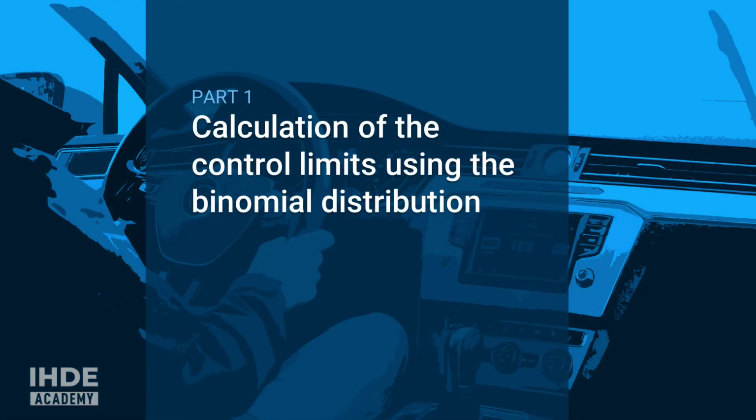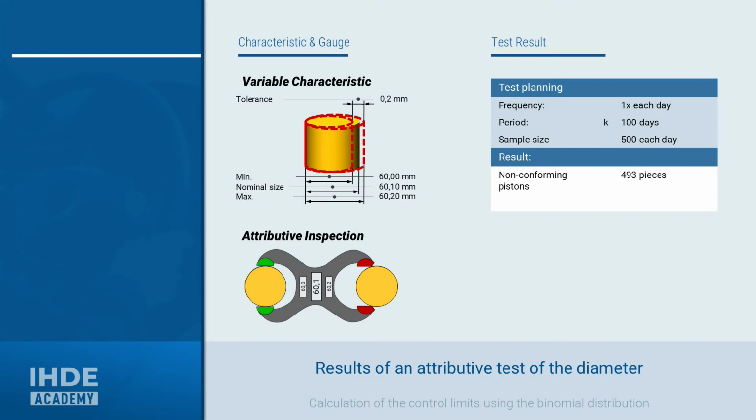Let's start with the calculation of the control limits using the binomial distribution. The diameter of this piston serves as an example. Although this is a variable characteristic, it can also be checked attributively, for example, with the limit snap gauge. The test result is therefore only a statement as to whether the diameter is within the tolerance. So, just a statement of pass or fail, or accepted or rejected.